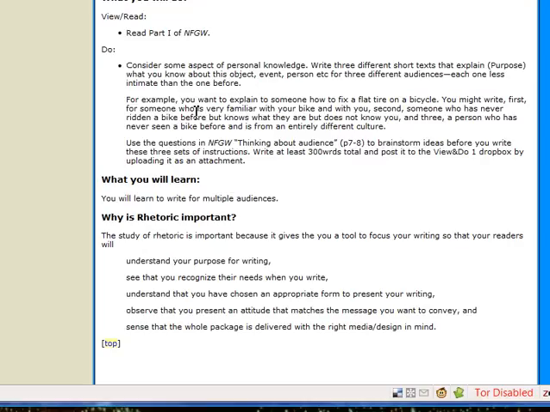For example, you might write to explain to someone how to fix a flat tire on a bicycle. You write first for someone who is very familiar with your bike and with you, say your brother or your son or daughter, and you'd write more informally there. And then you would write to someone who has never ridden a bicycle before but knows what they are, but doesn't know you. Maybe there isn't anybody out there that hasn't ridden a bicycle, but there are probably more people that haven't fixed bicycle tires. So, you could imagine that this would be put onto a how-to website or something.